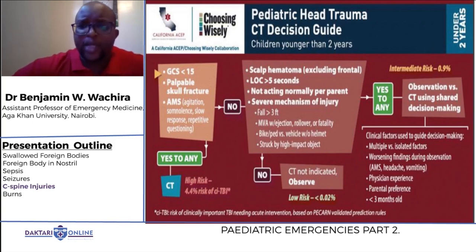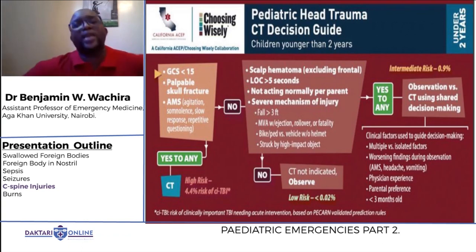So some of the things that you can consider, again, if it's multiple versus isolated factors, worsening findings during observation. If the things are getting worse, then probably you want to do a CT. Your clinical judgment accounts for this. So if you've seen similar incidences, make a decision. Again, parental preference. Do you want the CT or not?